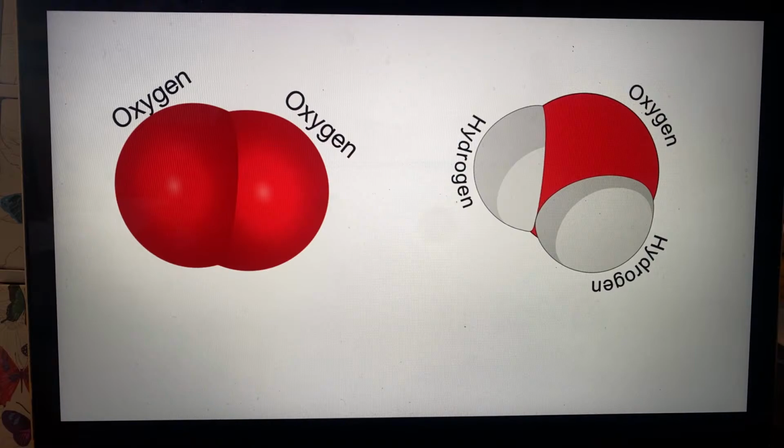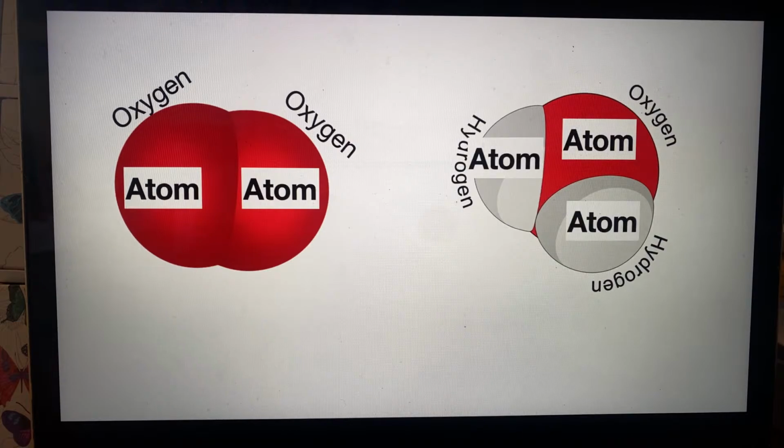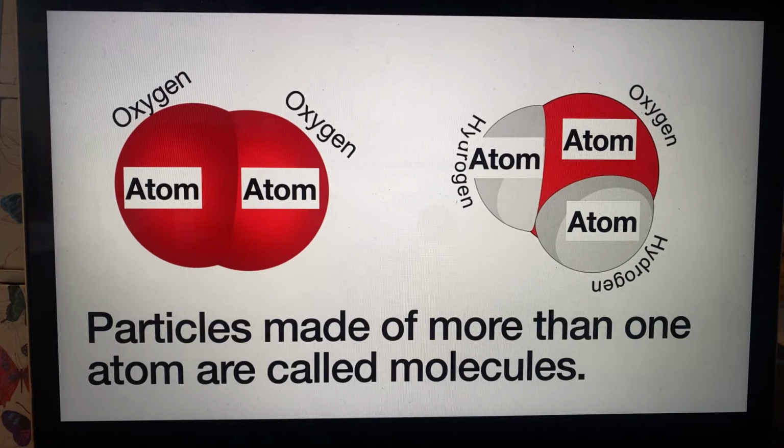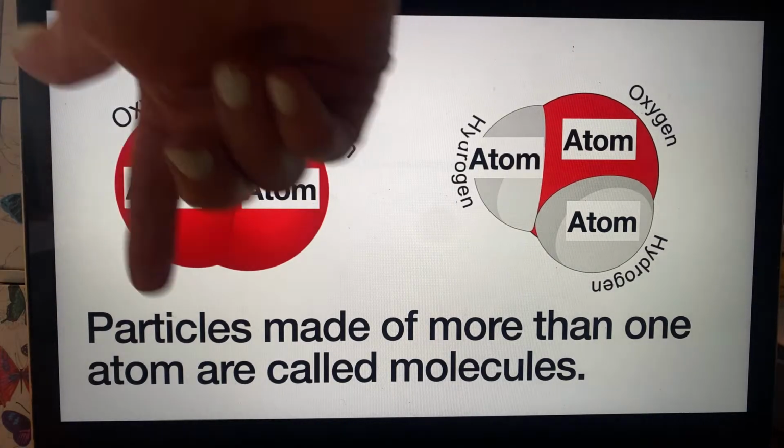What about these ones then? Oxygen. So 2 oxygens smushed together, well, that's an oxygen atom and an oxygen atom that are bonded together. And over on the other side, you've got a hydrogen atom and an oxygen atom and another hydrogen atom, all bonded together. Don't say smushed in your exam, say bonded. They're both molecules. Particles that are made of more than one atom are called molecules. Even if it's 2 of the same atom, like oxygen, then that is an oxygen molecule.